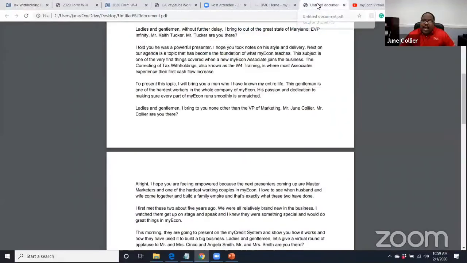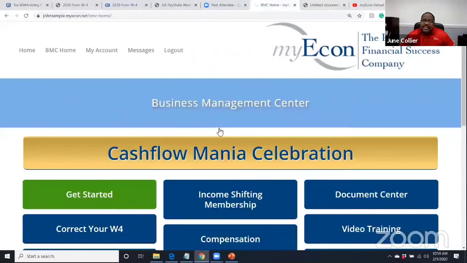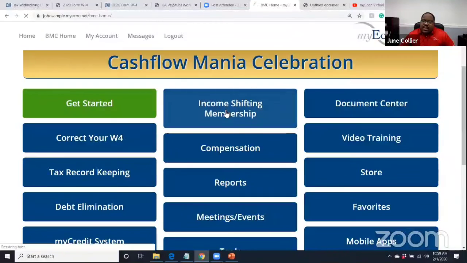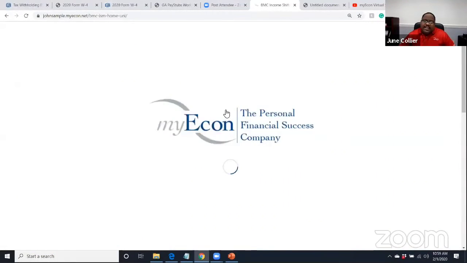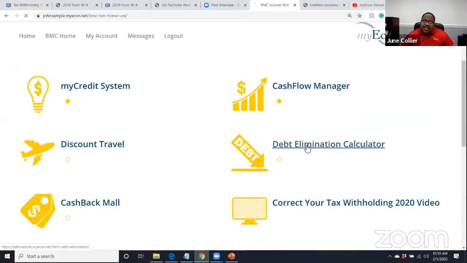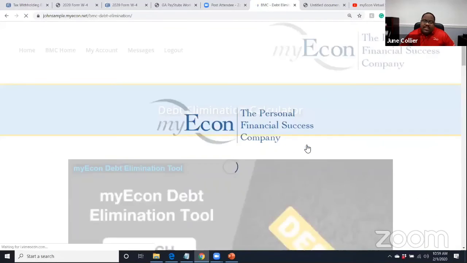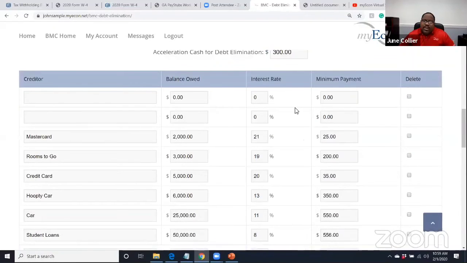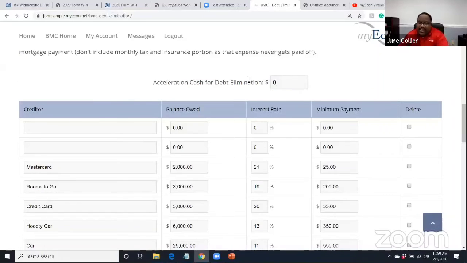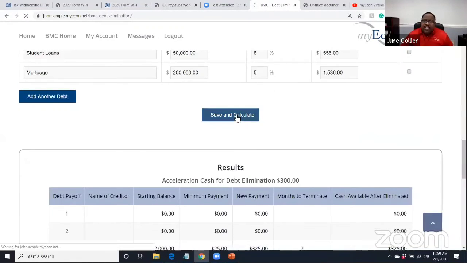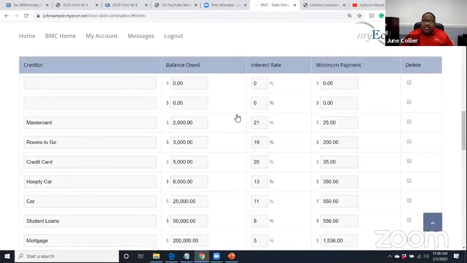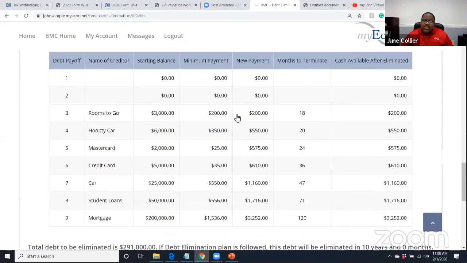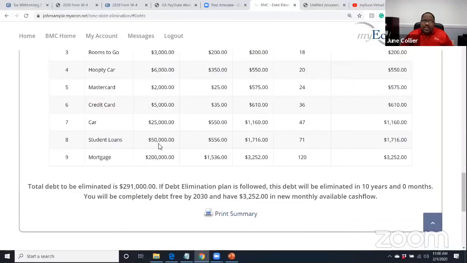So we're going to go to our MyEcon back office, and inside of our MyEcon back office, under your income shifting membership, you're going to find the debt elimination calculator. This calculator allows you to go ahead and enter some debt here. So we're going to enter some debt. We're going to say that we don't have any acceleration money, and we're going to click Save and Calculate. The way that the calculator works is it snowballs your debt. So we've got a mortgage, student loans, a car note, 2 car notes, MasterCard, credit cards.